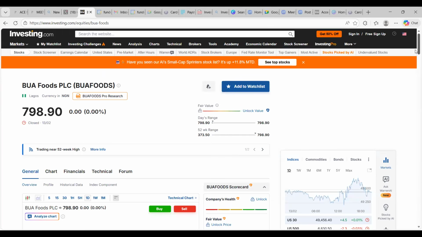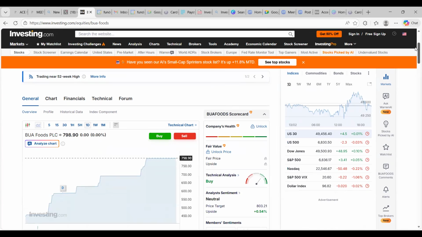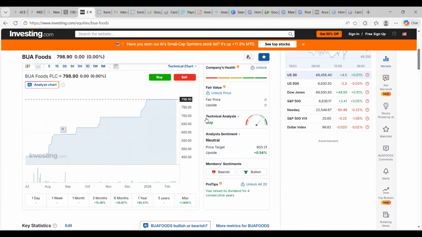So now my goal is to check whether to buy Boa Foods or not. So I've put it, it's showing me this is the current market price of Boa Foods, 798 naira. That's the current market price. By just scrolling down to what analysts are saying, the people behind these websites, what are they saying about whether to buy Boa Foods or not? Look at what they said. You come to technical analysis. Technical analysis says buy.